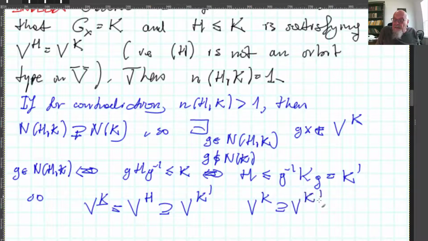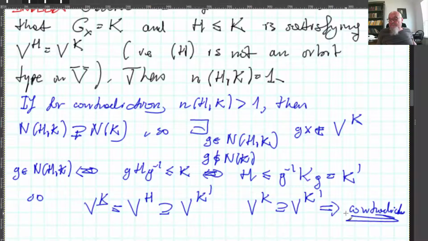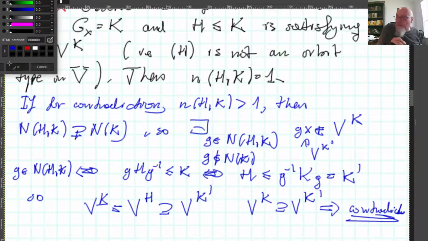contains VK prime. But that one is impossible, because Gx does not belong to VK, so this implies contradiction. They must be equal, but they are not. You see, that one is not belonging here. This belongs to VK prime. Okay? So we got it. So this is the statement.